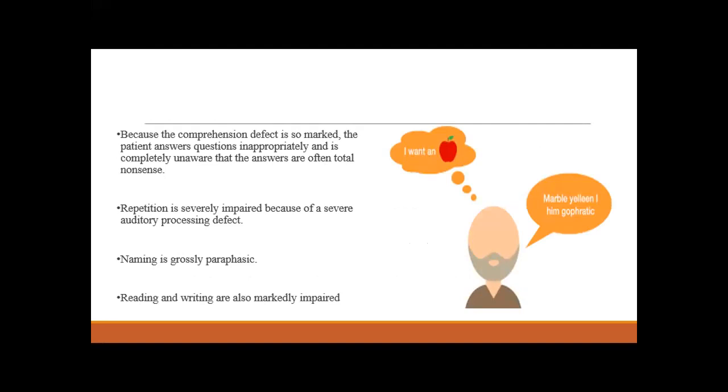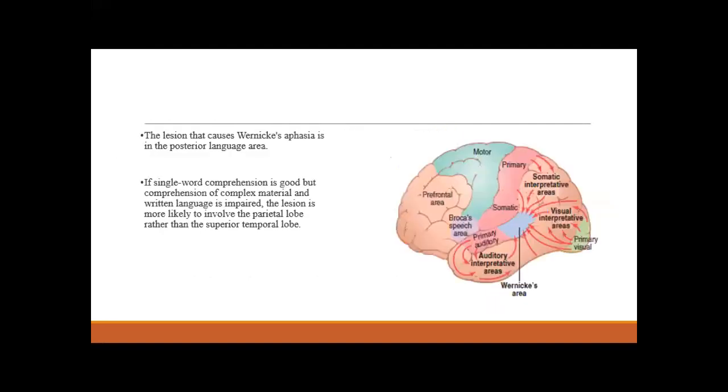Repetition is severely impaired because of a severe auditory processing defect. Naming is grossly paraphasic, and reading and writing are also markedly impaired. The lesion which will cause Wernicke's aphasia is in the posterior language area. Now, if single word comprehension is good, but comprehension of complex material and written language is impaired, the lesion is more likely to involve the parietal lobe rather than the superior temporal.